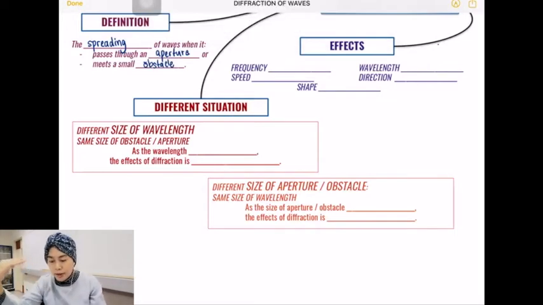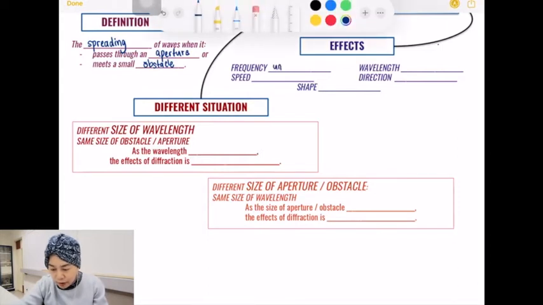So how does it affect frequency, speed, shape, wavelength, and direction? There are a few that don't change and a few others that do. The frequency of the wave after diffraction, after passing through an aperture or an obstacle, is not changed. It remains constant. And because frequency doesn't change, speed doesn't change as well, and neither does wavelength. All of it will remain constant.